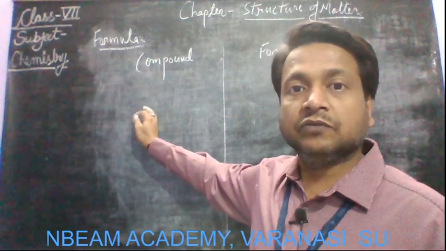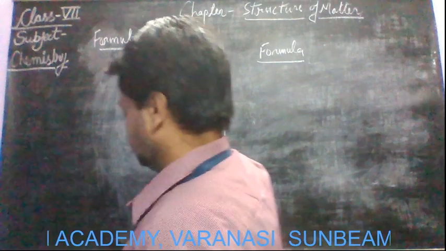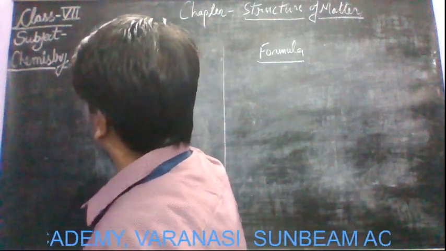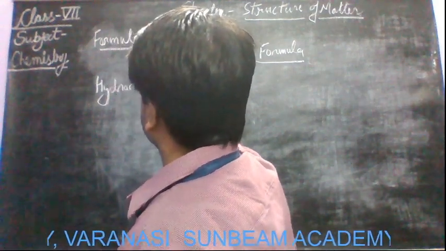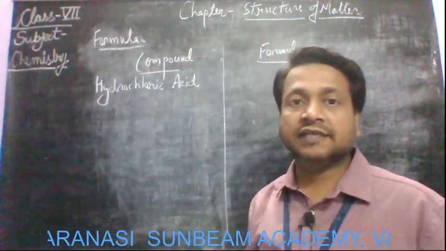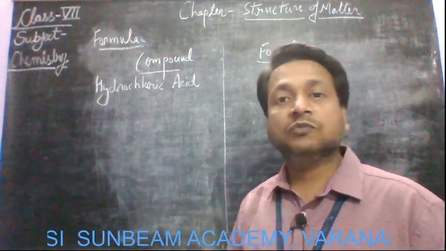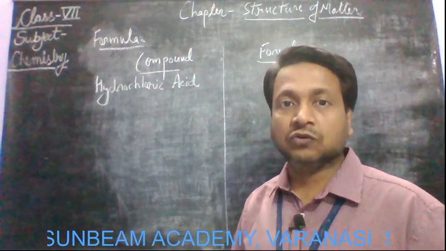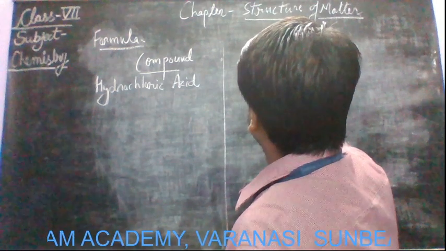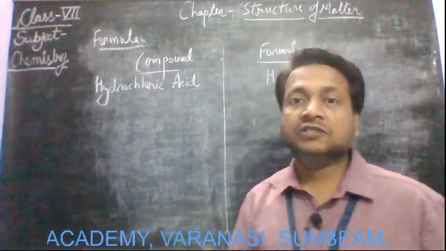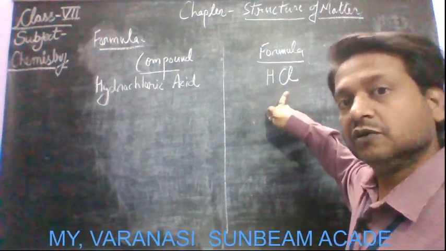I'm going to explain to you with the help of some examples. Hydrochloric acid. It is a compound and it is made up from two different elements, that is hydrogen and chlorine, and its formula will be HCl. H is hydrogen and Cl is the symbol of chlorine.